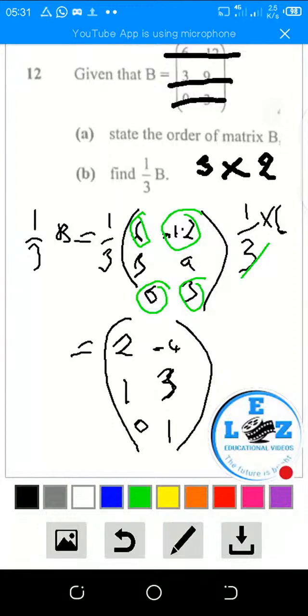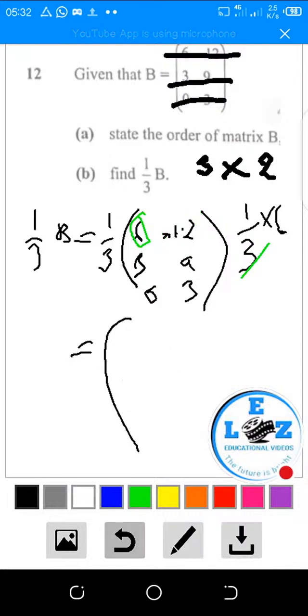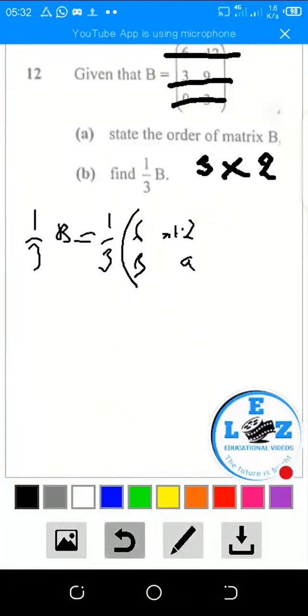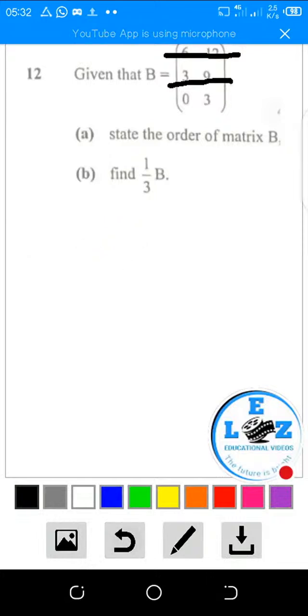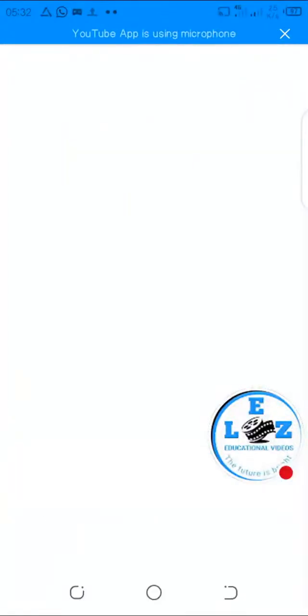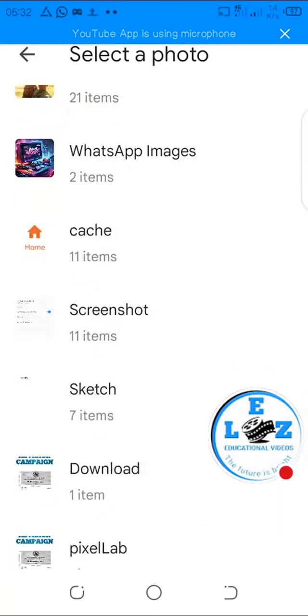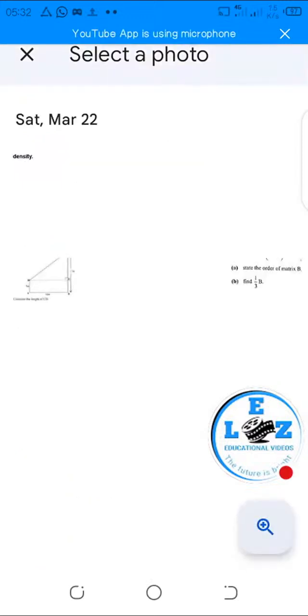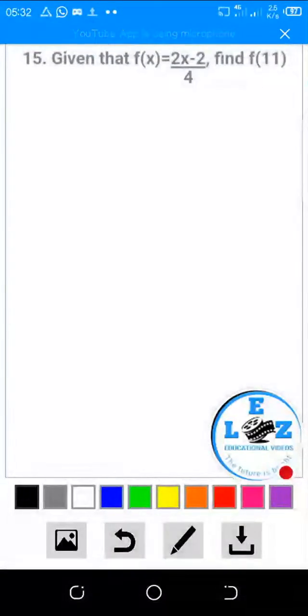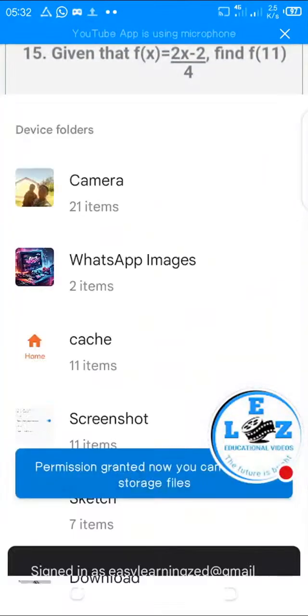Okay, let's try another question. Let's try other questions as well. I hope you are following me. Let's look for some questions again here. I'm just picking questions randomly. We have done this one.